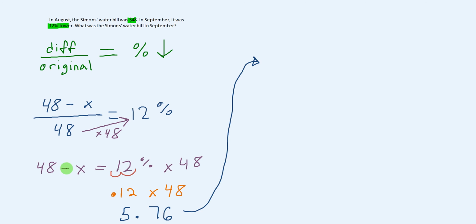Let's go ahead and rewrite all this information up top. We have 48 minus X on one side of the equation is equal to 5.76. So my overall goal is to have a positive variable. Well, I have a subtraction symbol in front of the variable, which is telling me this value is negative. So let's go ahead and push X to the other side and make it positive. How do I undo subtraction? Through addition. So I'm going to add X to both sides.